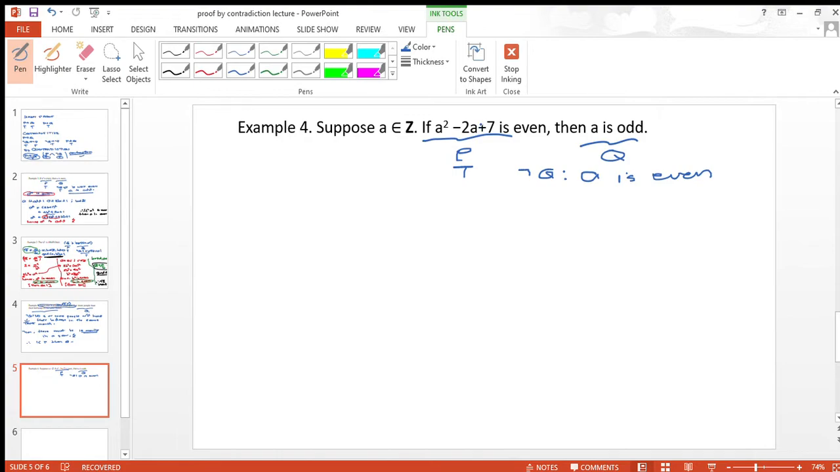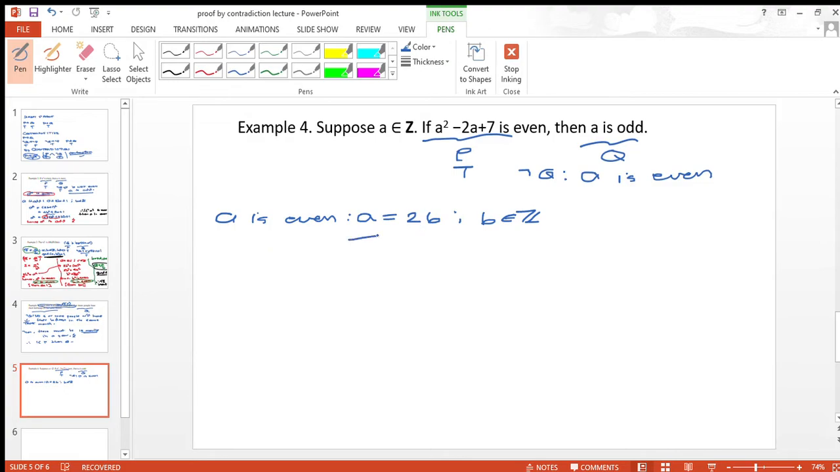So those will be our assumptions. Given A squared minus 2A plus 7 is even, and A is even. So where do we begin? Again, the assumption is A is even. So if A is even, then A is equal to 2B, where B is an integer. We've been using that definition very often. A is even, so A can be expressed as 2 times an integer.